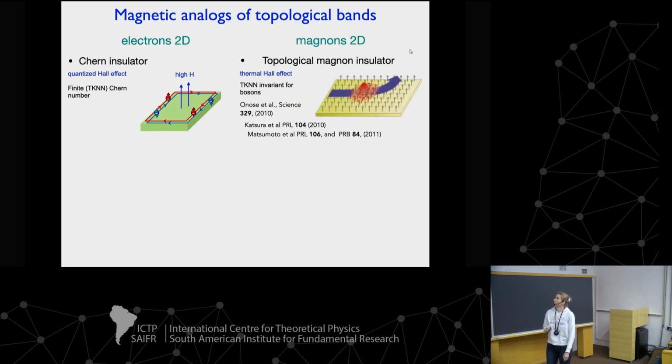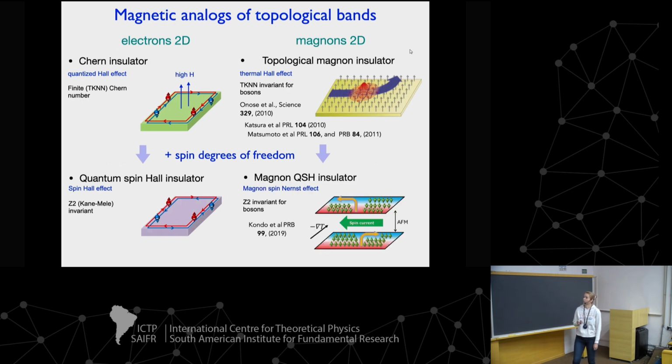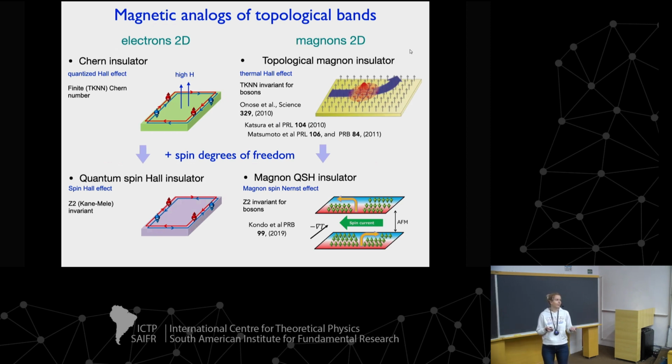Right, so what happens if we add spin degrees of freedom? Then we can realize other interesting topologically non-trivial band structures, for example, the Z2 bands of a spin Hall system. In that case, we can have the quantum spin Hall effect. Then the question is how we can have something similar for magnetic systems and magnetic excitations, because a spin flip is really neutral. It doesn't carry a spin, sort of. It's a flavorless particle.